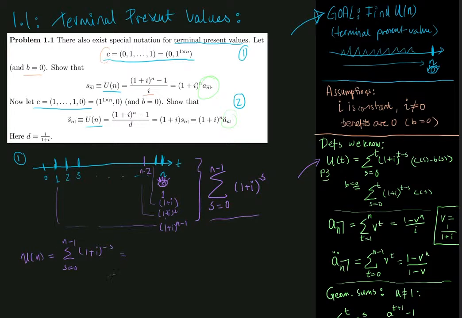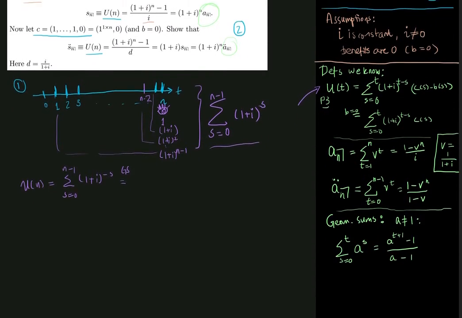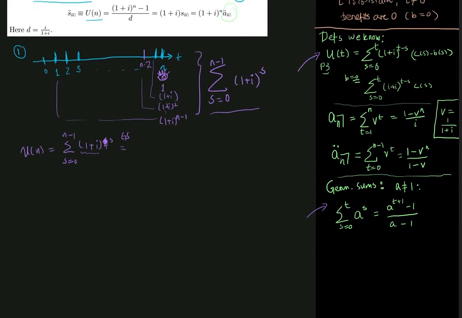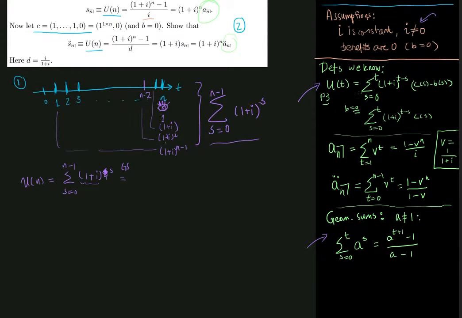Well, then I see that this reminds me of a geometric sum. And then I go to my formula for geometric sums that I have from the book. Oh, sorry, it's not minus s. I don't know why I wrote minus s here. Away with that. Okay, so the thing I have in here, 1 plus i, is different from 1. So I can use this formula for geometric sums. And the reason I know this is different from 1 is because by my assumptions, i is different from 0.